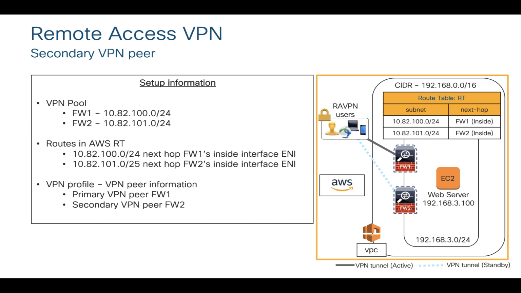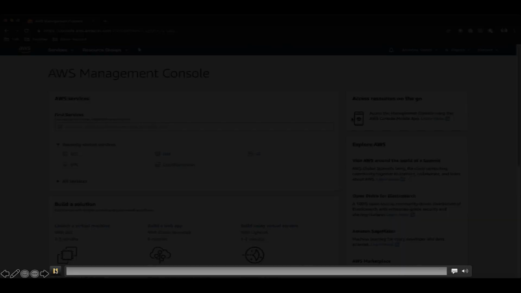And in my VPN profile, I've specified 2 VPN peers. Users will try to connect to firewall 1. In case firewall 1 is not available, users will then fall back to firewall 2. And in my internal network, I have a web application at 192.168.3.100. I'm running the IIS service on this web server. Now let's look at our AWS console.